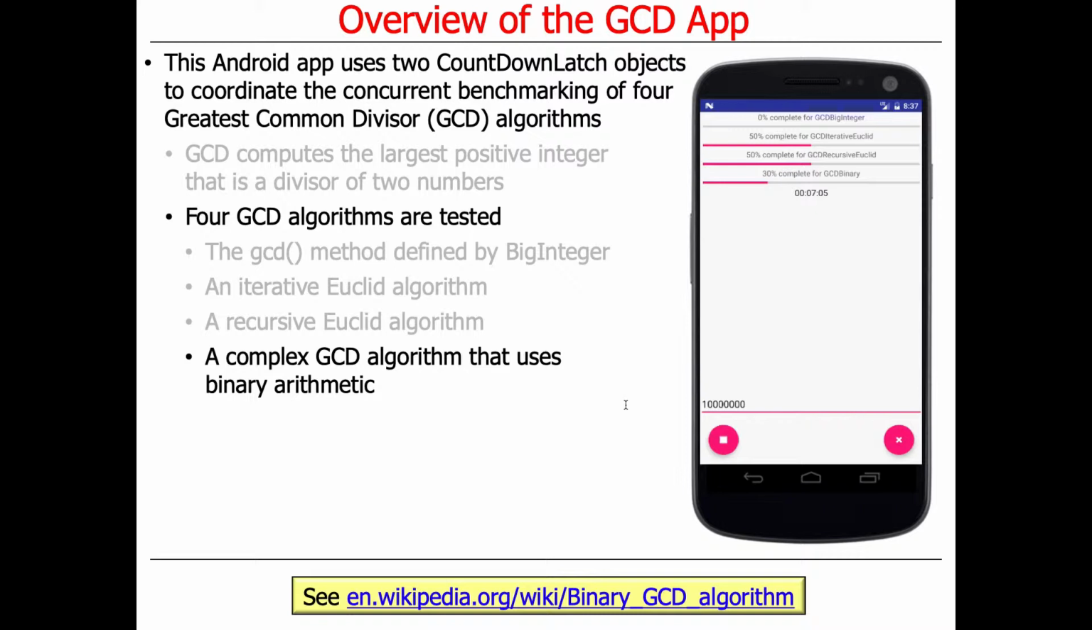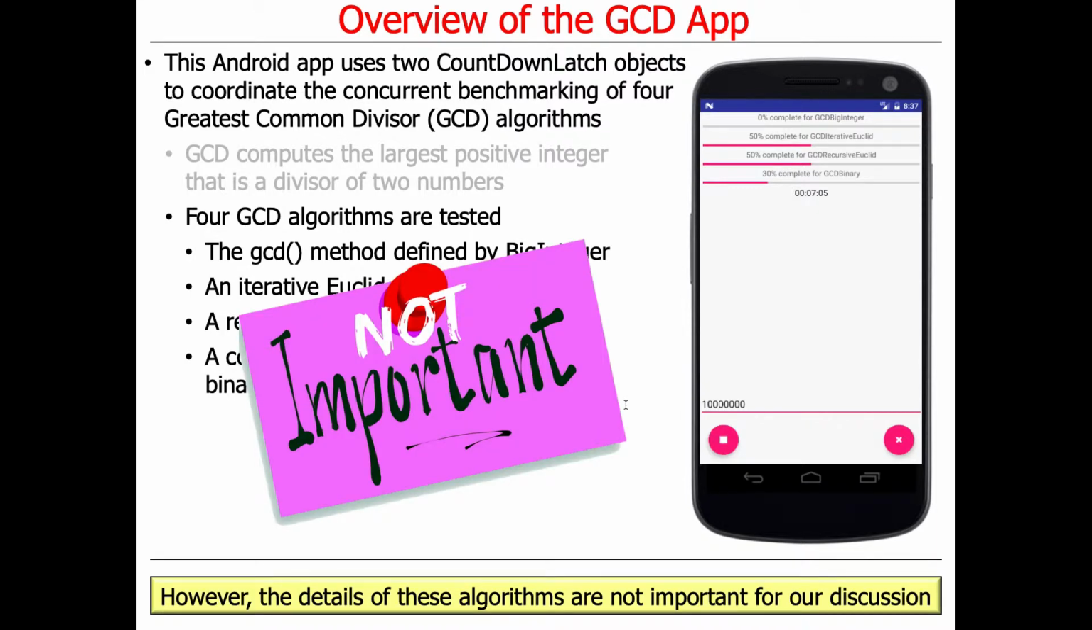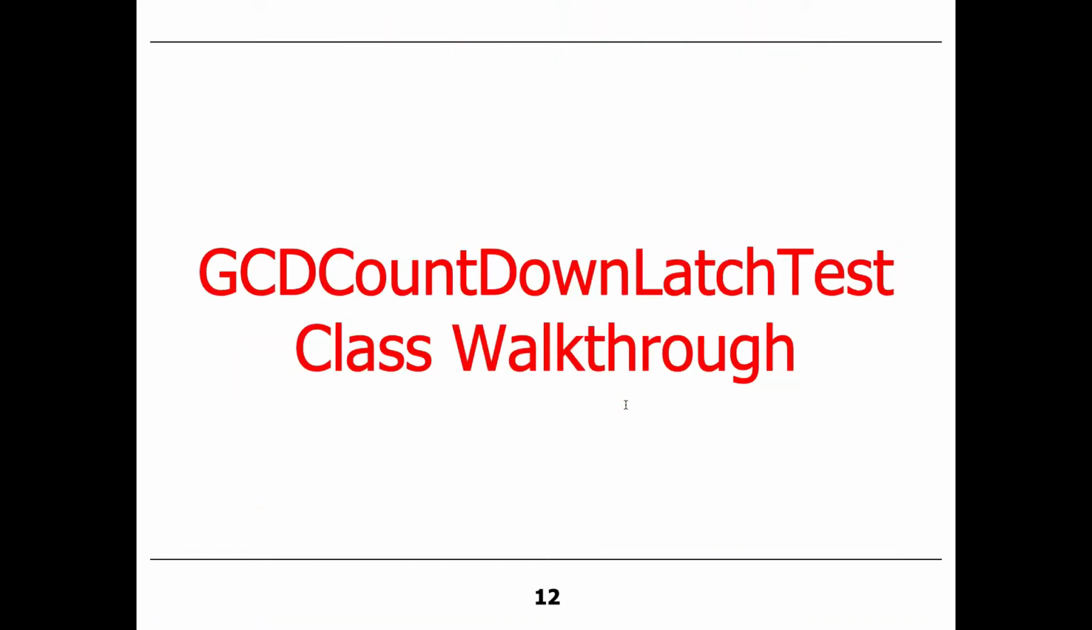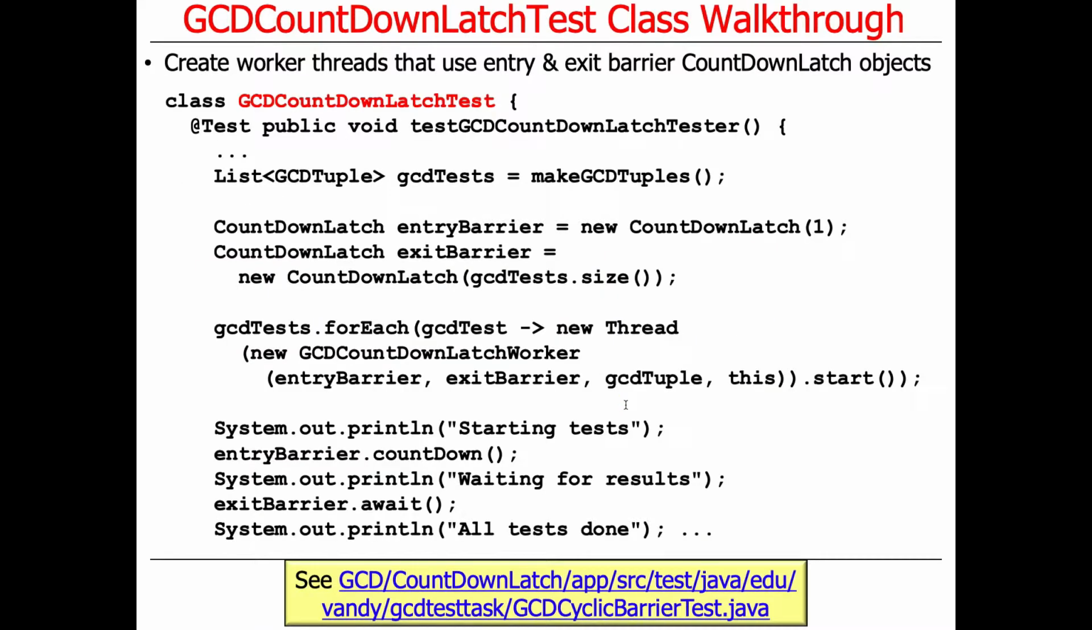So what we do is we run all these different algorithms, and we see which one works the best. Typically, in my experience, the GCD iterative and the GCD recursive Euclid algorithms are about the same. The GCD binary is a little slower, and the GCD BigInteger is really, really slow. But it turns out that the details of the algorithms aren't important. We're just using different ways to compare 4 things, and we want to make sure they all start at the same time and all finish at the same time. So let's talk about how we actually do this.